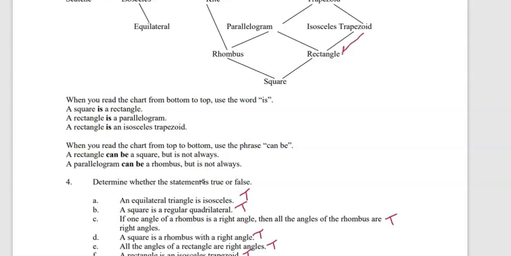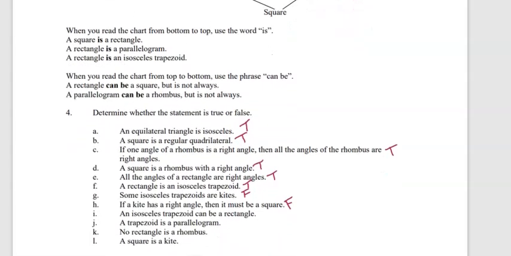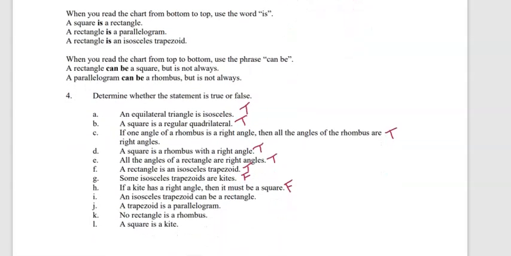An isosceles trapezoid can be a rectangle, excuse me. So an isosceles trapezoid can be a rectangle if it has 4 right angles. And so because we're going from top down, the word can be is important there, and that is a true statement.